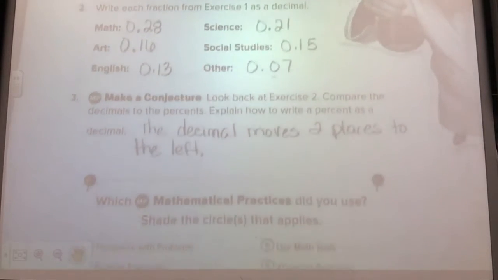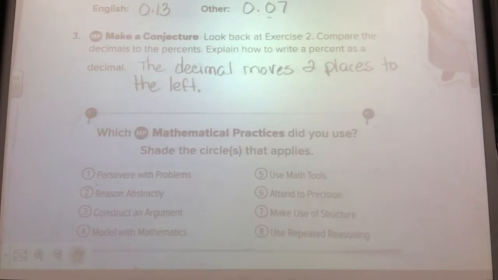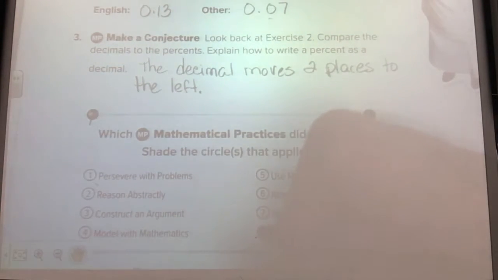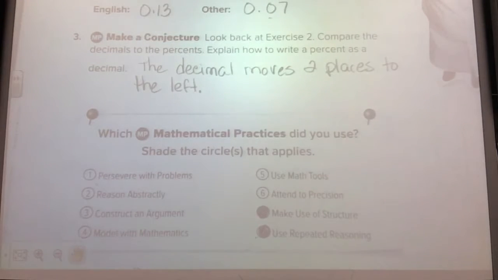All right, while you're finishing writing that, let's look at our mathematical practices. Well, I would say that we are using repeated reasoning and making use of structure. It's not much for mathematical tools. We didn't have to really multiply or add or anything. We're just simply writing numbers down. So I think that's about it. If you need to pause, please do so right now before we move on. I'm going to switch to page 110 and move on with the lesson.